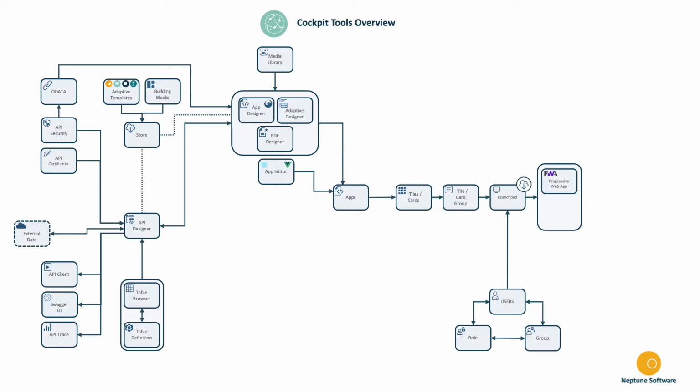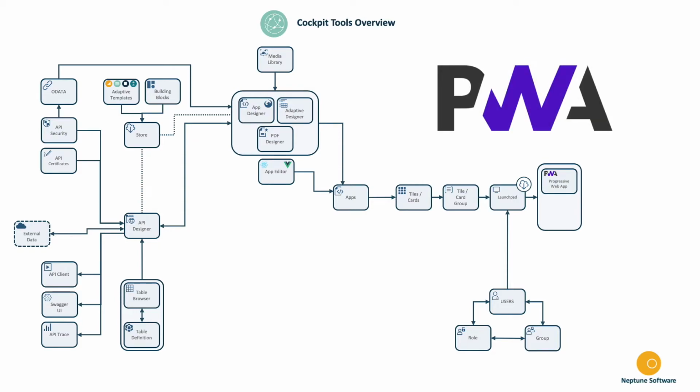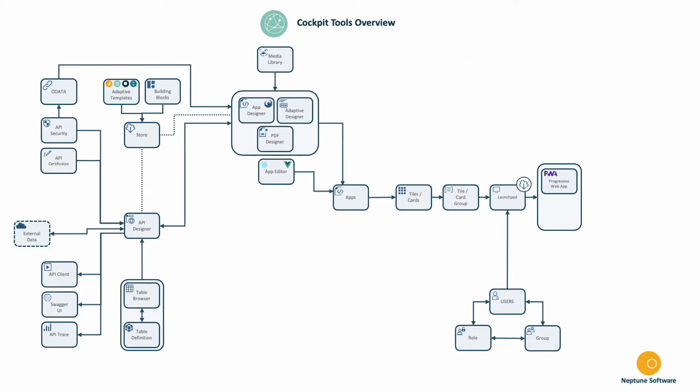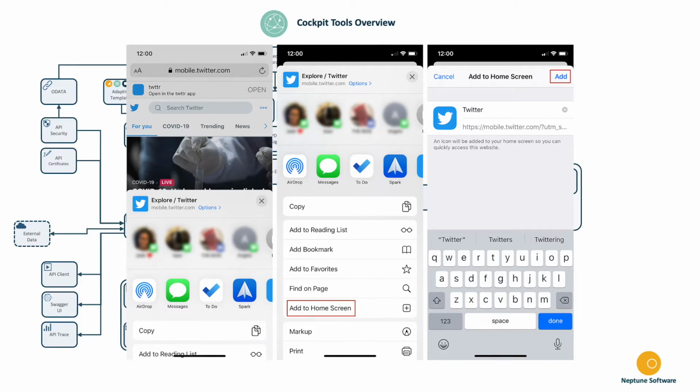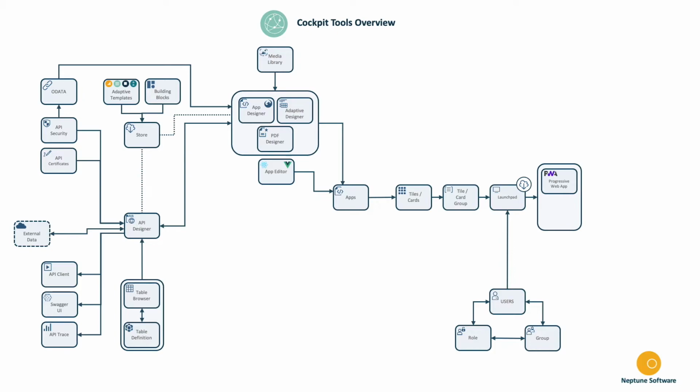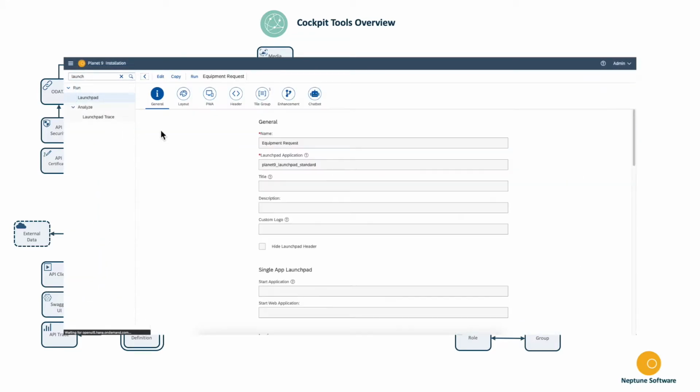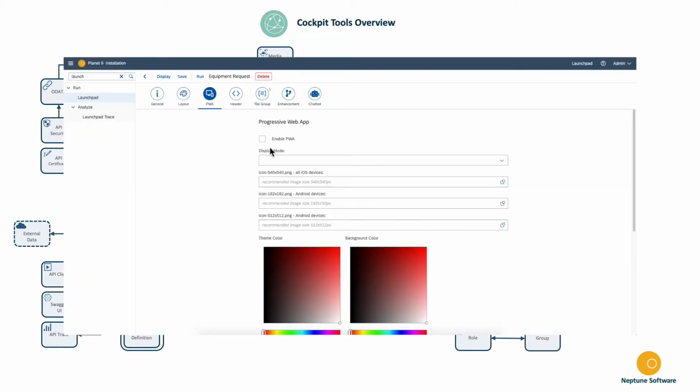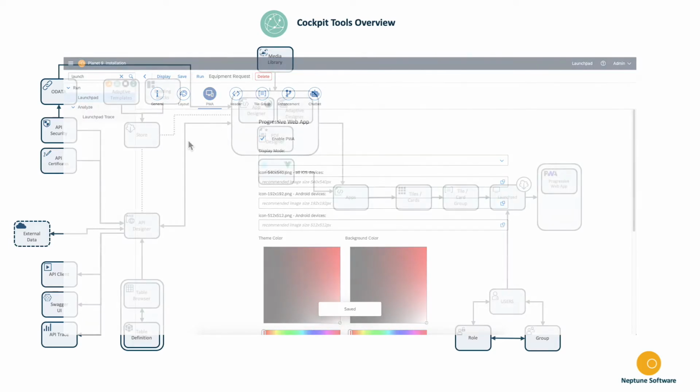First are progressive web apps. A PWA is essentially just a web page with an extra wrapper around it that gives some additional functionality. A PWA can be added to the home screen of a mobile device, making it look like a regular application. It also shares a lot of the same functionality as a regular application, with the ability to use the camera, use biometric authentication, and even receive notifications. To turn a launchpad into a progressive web app is as simple as ticking one box in the launchpad settings.